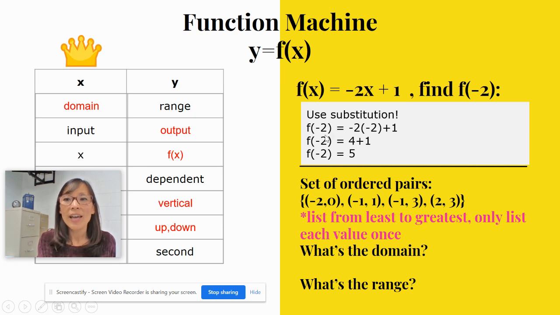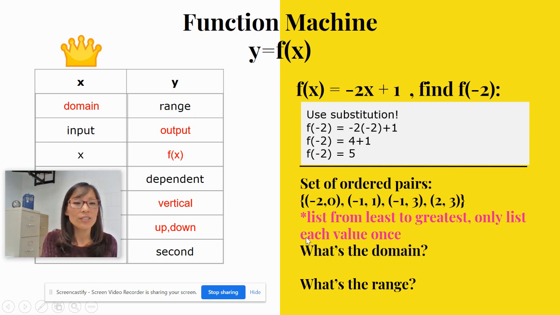So f of negative 2 will be equal to negative 2 times negative 2 plus 1. And then negative 2 times negative 2 is 4. 4 plus 1 is equal to 5. So when x is negative 2 in this function, then f of x is going to equal 5. And if we were going to graph this on a coordinate plane, we would see this at negative 2, positive 5. That's how we would plot that point.